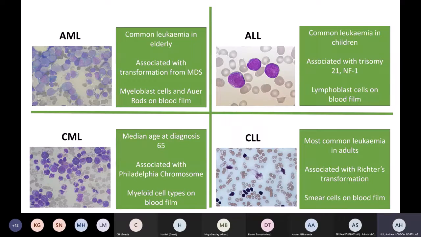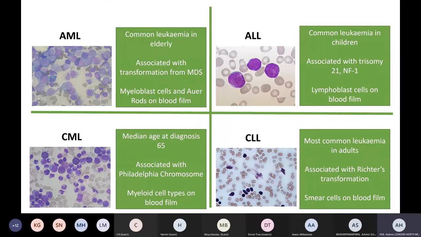Finally, I just put this slide up very quickly. It has some blood films for each of the 4 main categories of leukemia. Actually, the AML is probably a bone marrow biopsy, not a blood film, but the cells that it shows are still consistent with AML.